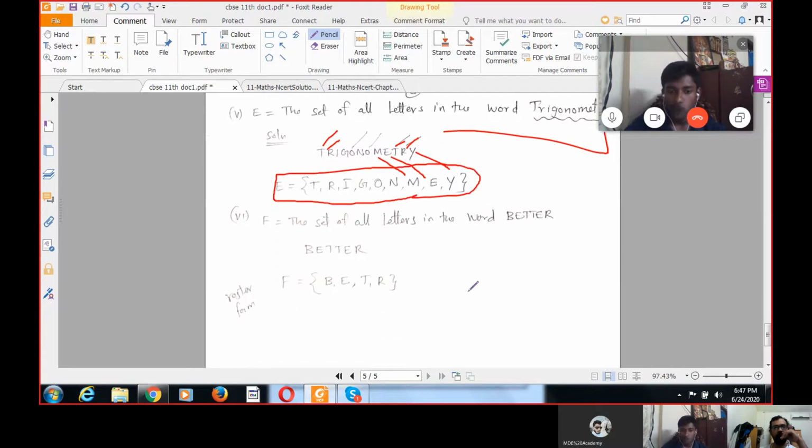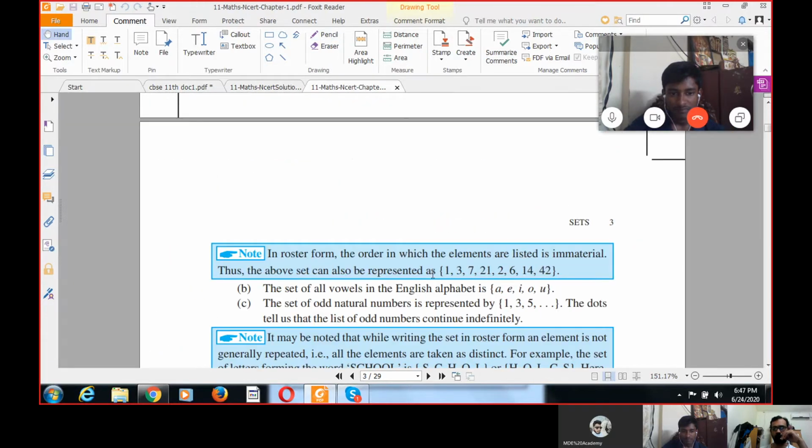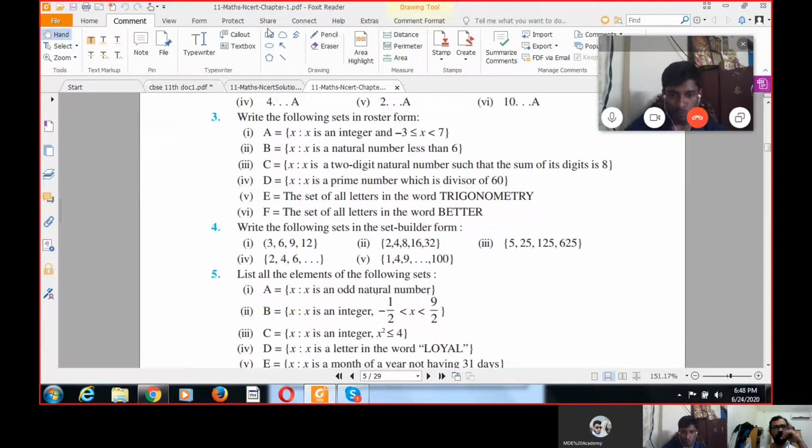Okay, can you write the set for better? So, the example, one minute. Tell me the answer. F is equal to the set of all letters in the word better. Okay, sir. F is equal to curly braces B, comma, E, comma, T, comma, R. Okay, correct. Good.